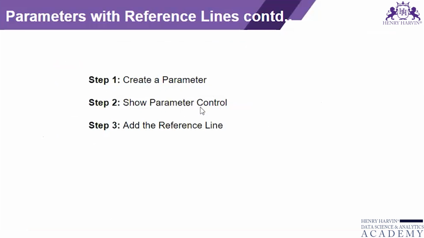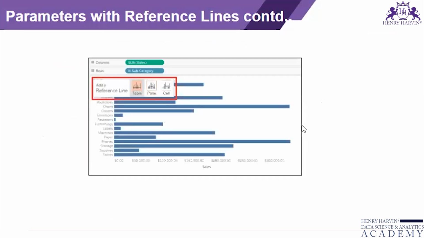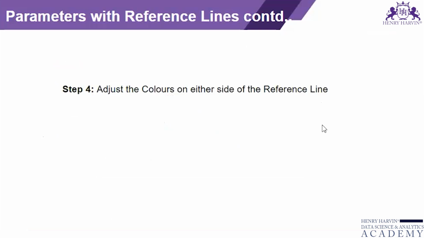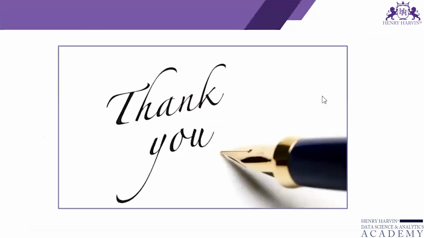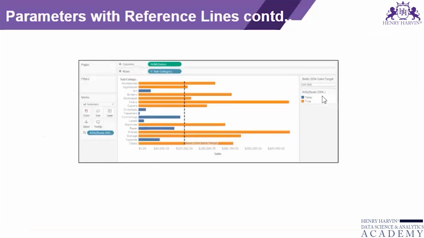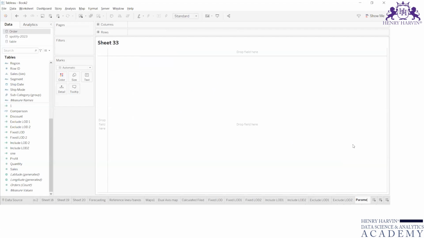Create a parameter, show the parameter control, and add the reference line. Adjust the color on either side of the reference line, and this will give us the final output for parameters as a reference line. So I'll show you this implementation of one of the parameters and how we can use parameters to make our visualization dynamic.